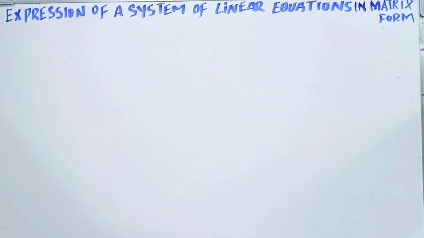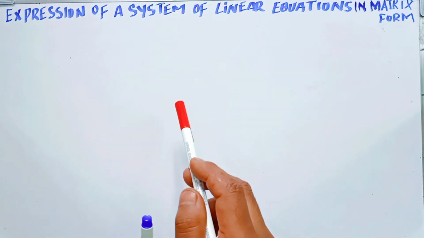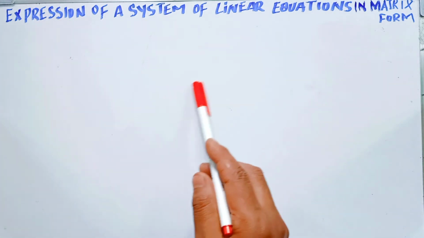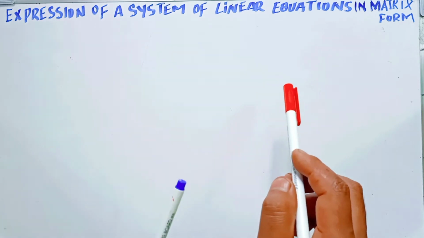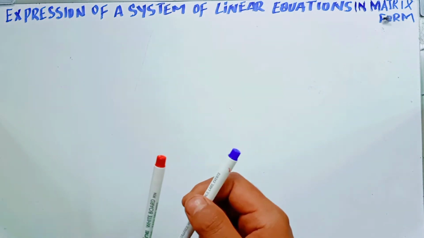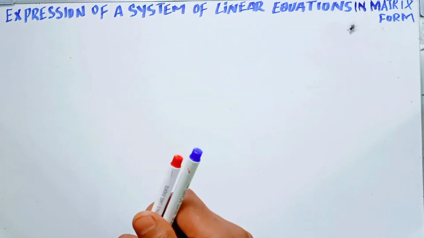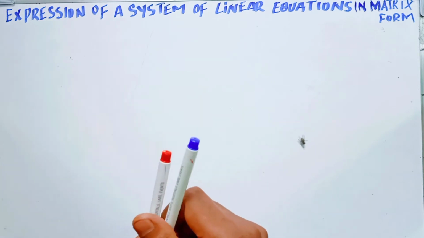Now this matrix algebra or linear algebra permits the concise expression of systems of linear equations. That is, if we are given a system of linear equations, we can convert it into matrix form. Let us have an example. We will see how to express a system of linear equations in matrix form.